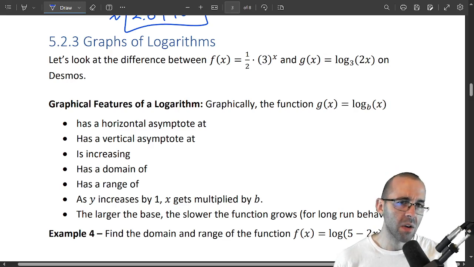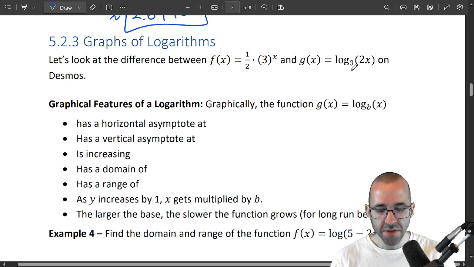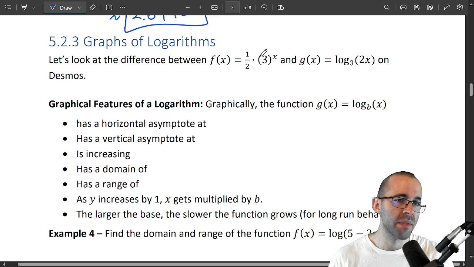We're going to briefly talk about graphs. I don't want to talk super long about this, but for a business pre-calc class, I have to cover it. So let's get into it. Let's look at these two functions. They have some similarities. We're going to look at these two functions in Desmos. I want you to see what you can see.